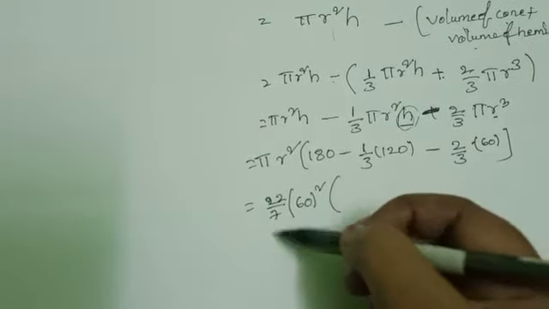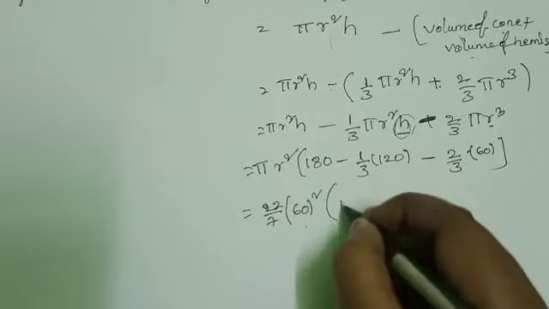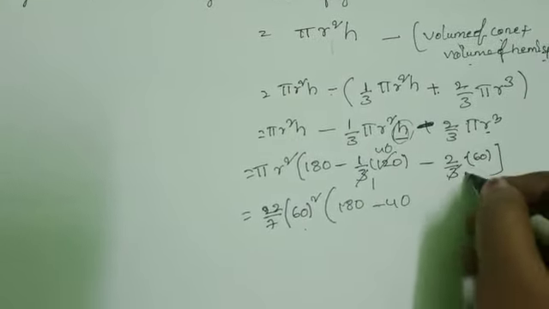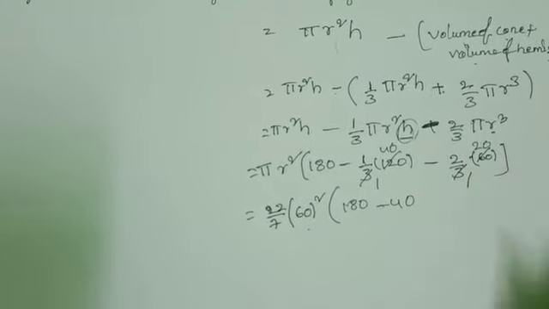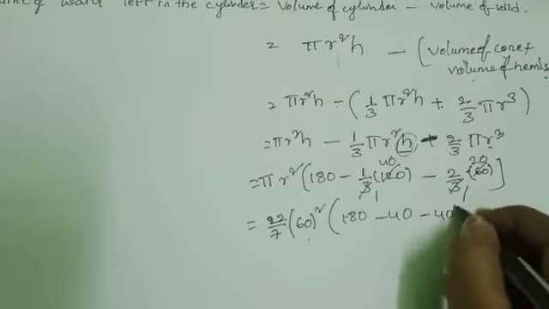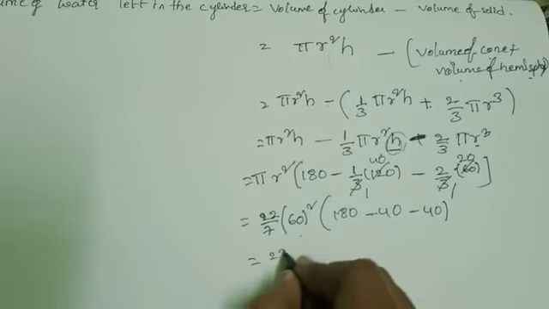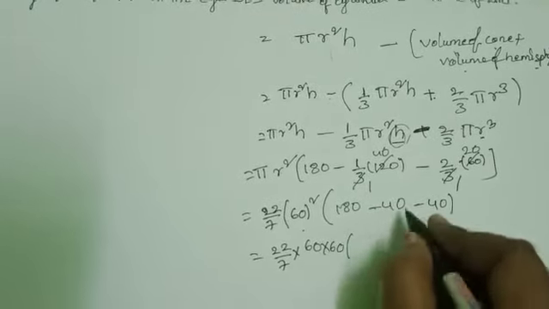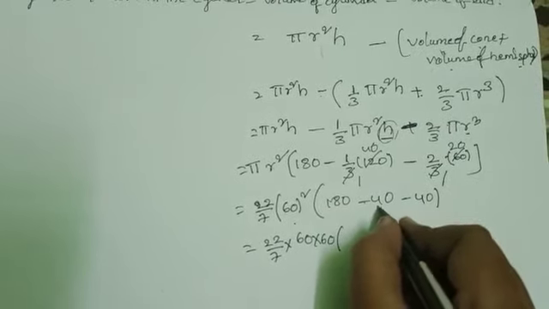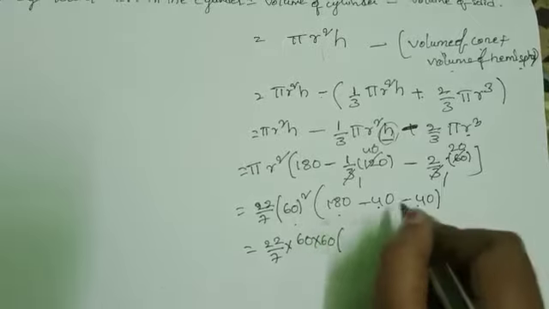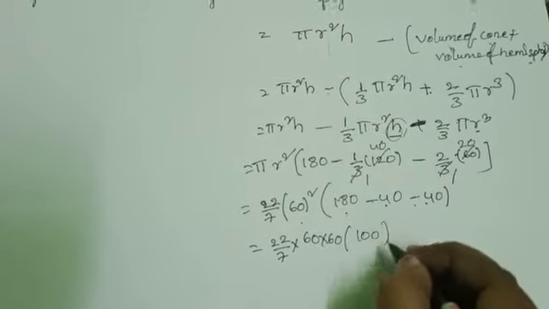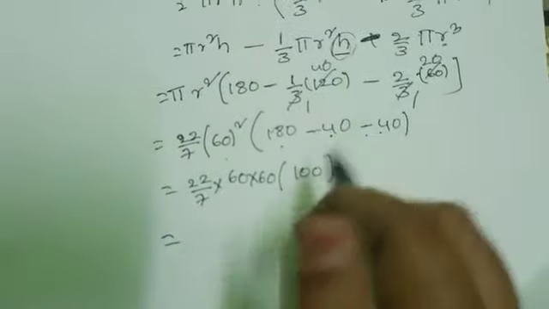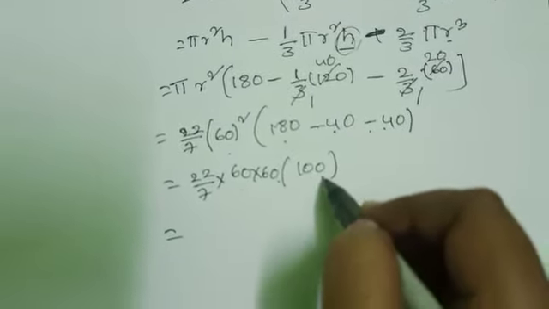Pi value 22 by 7. R square is 60 square. 180 minus 3 ones 3, 40s. 180 minus 40. 3 ones 3, 20s are 60. 2 20s are 40. 22 by 7 into 60 into 60. 180 minus 40 minus 40 minus 40. 180 minus 80 is 100, which is equal to 22 into 60 into 60 into 100 by 7.